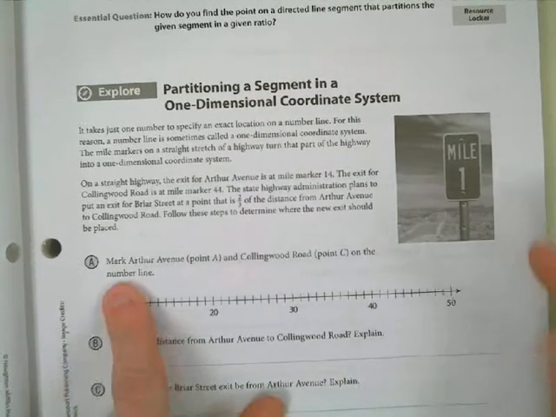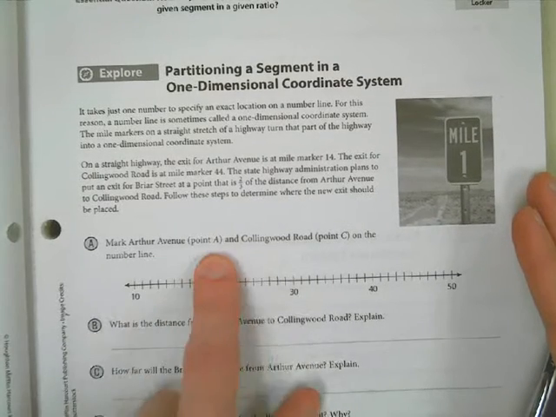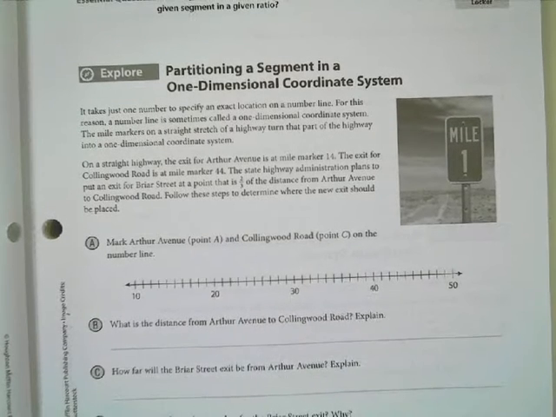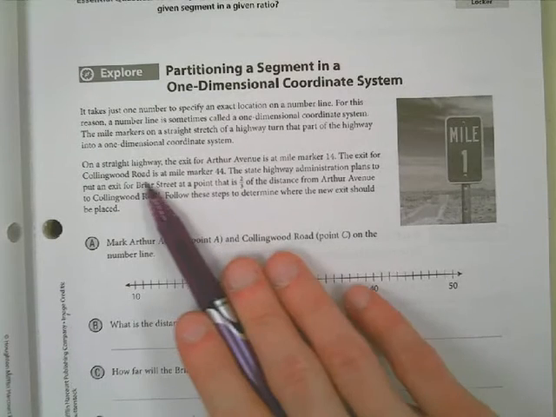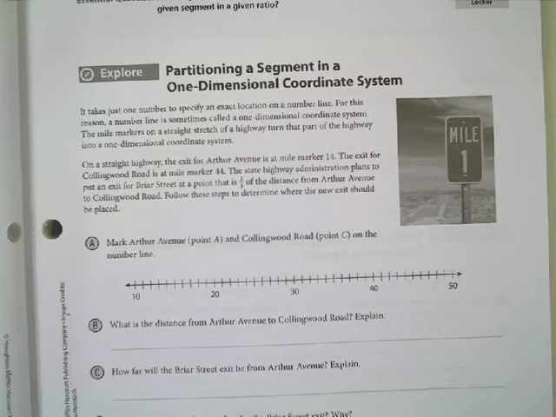So the first thing we're asked to do is to mark Arthur Avenue, point A, and Collingwood Road, point C, on the number line. So, Addie, what was the coordinate of Arthur Avenue, or what mile marker is it at? 44. That's Collingwood Road, I think, is 44. So, Arthur Avenue, sorry. Yeah, Arthur Avenue is 14.